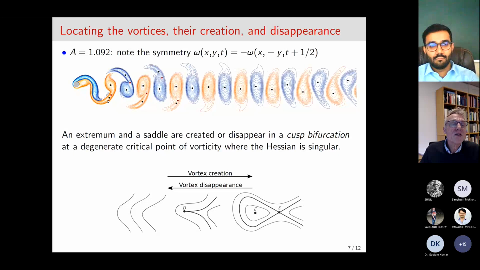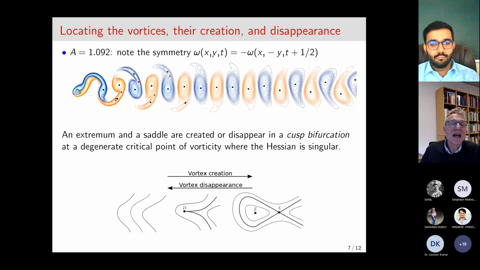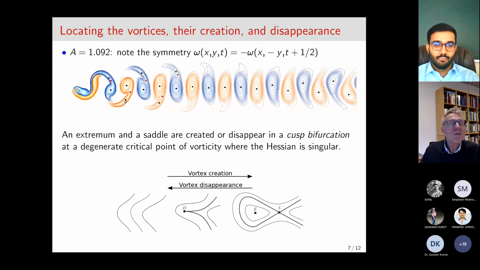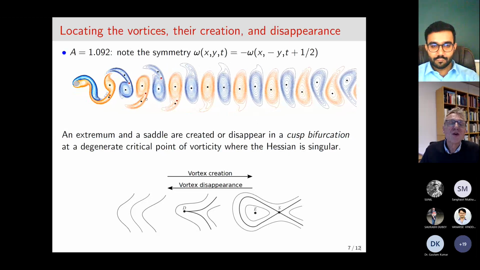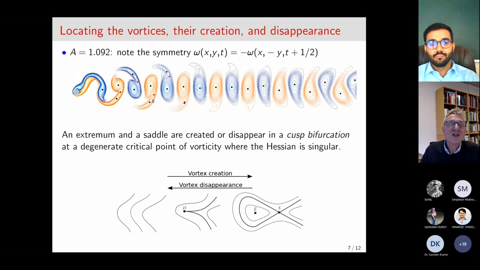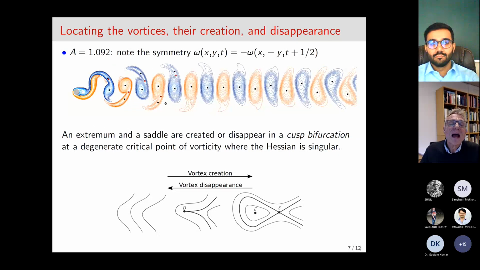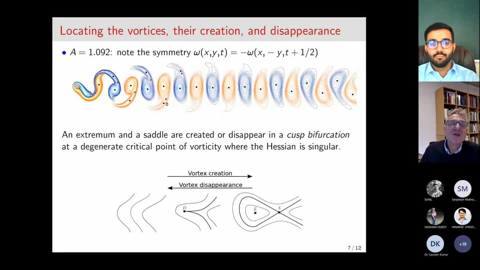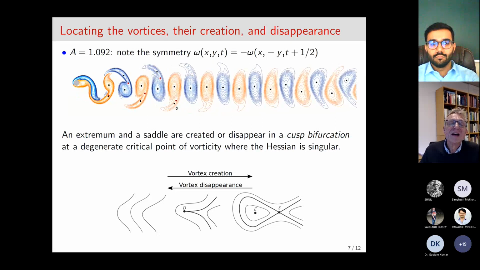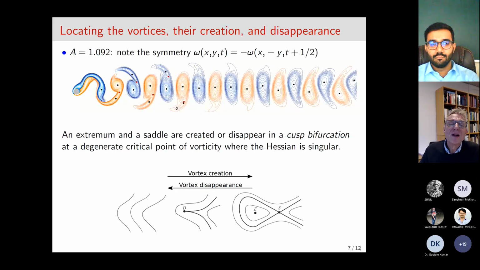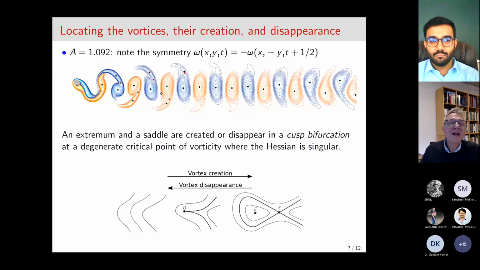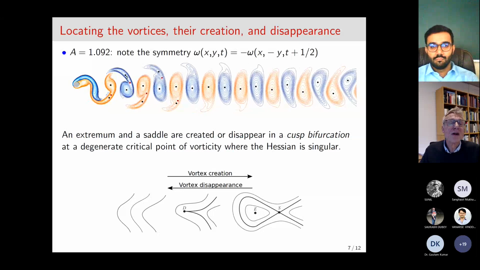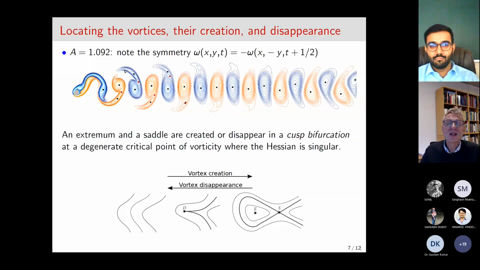And what you see here, let's keep track of this orange thing here. You see there a saddle and an extremum were born in a bifurcation. They exist for a while as this structure moves downstream. And after a bit, they actually merge again, and they disappear. There's a mirror thing going on at the top, exactly the same.